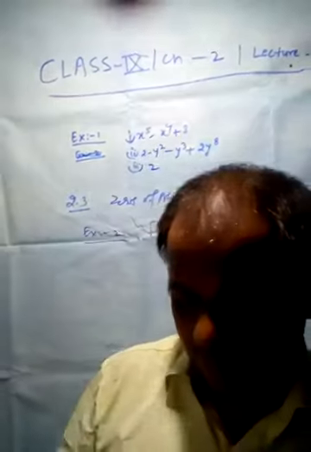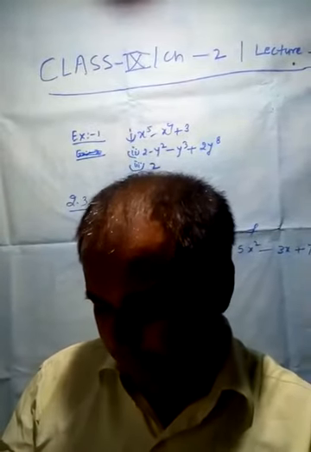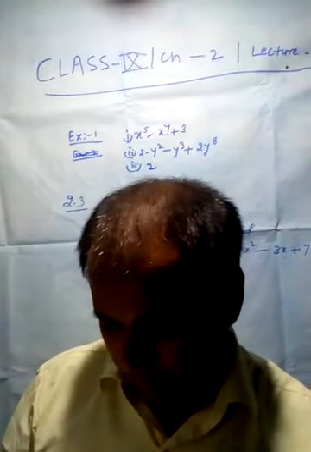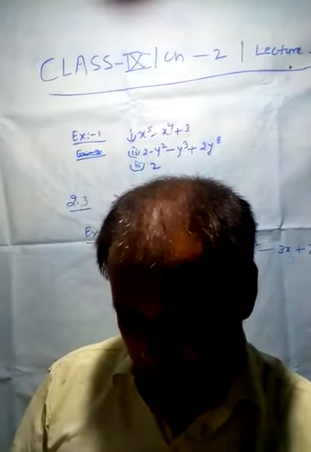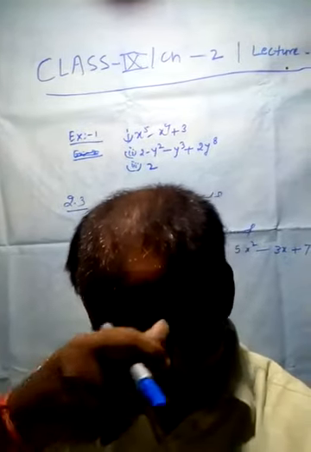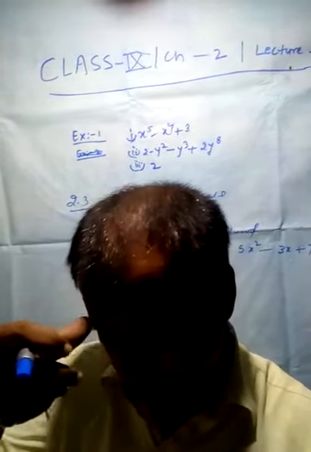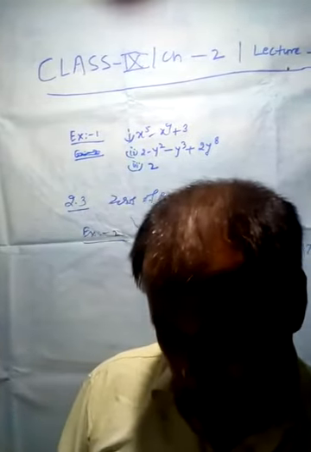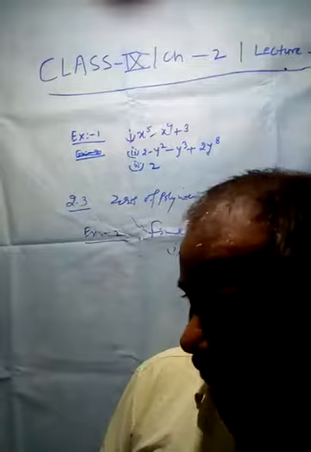Example number 1. Find the degree of each of the polynomials given below. First, x to the power 5 minus x to the power 4 plus 3. Second, 2 minus y square minus y cube plus 2y to the power 8. And third, 2. Solution is, here three examples are here.